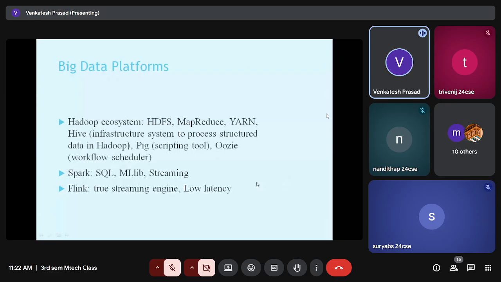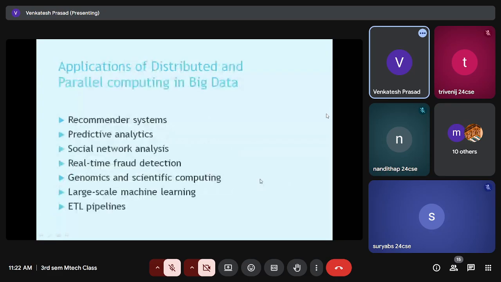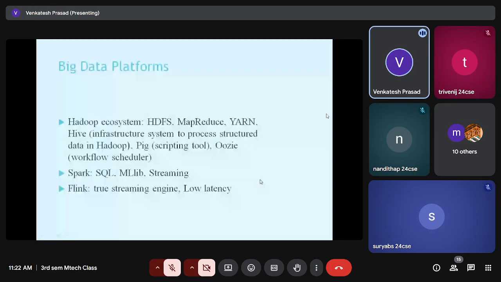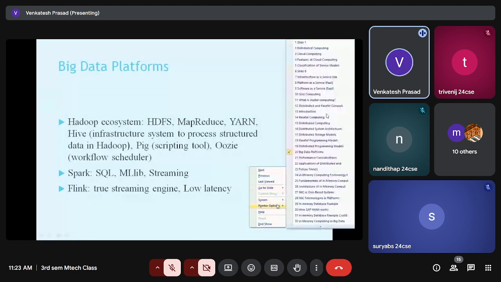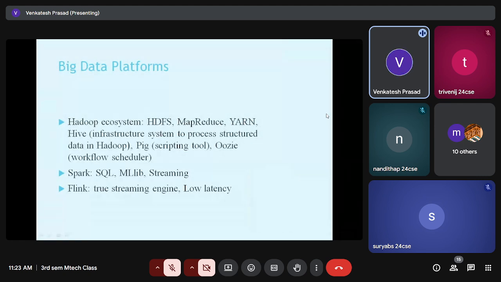All right. How many more are there? Yeah, just another three slides. Then big data platforms. We'll look at all of them in the subsequent classes. Like Hadoop, which is basically an ecosystem. The Hadoop ecosystem has all these tools and applications like HDFS, MapReduce, and YARN. YARN is Yet Another Resource Negotiator, to manage all the resources in the Hadoop ecosystem.